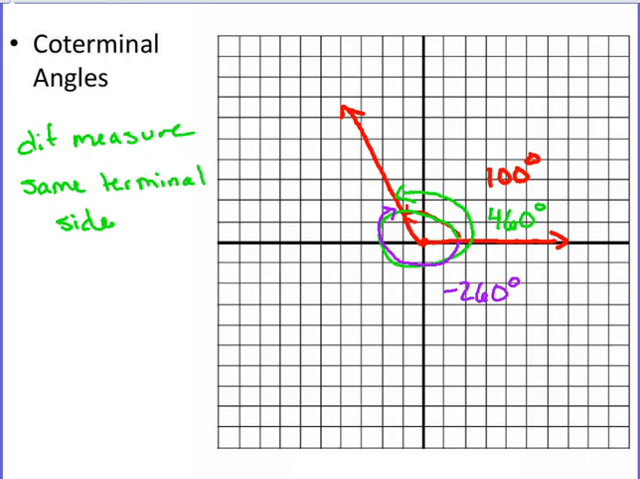I don't know if you'll notice this pattern, but the way that we come up with coterminal angles is to add or subtract a full circle, 360 degrees. So if I took 100 and added 360, that's how I get that 460. If I take 100 and subtract 360, that's how I get the negative 260-degree angle. So for a coterminal angle, you're going to add or subtract a full circle.